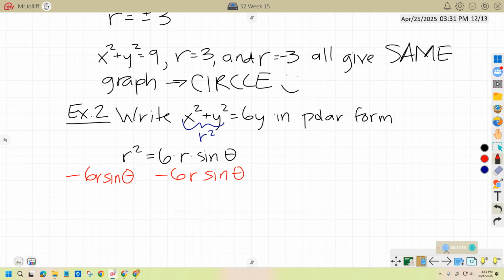6r sine theta minus 6r sine theta is 0, right? Anything minus itself is nothing. This side becomes 0. The left side is now a little bit uglier. I have r squared minus 6r sine theta equals 0.